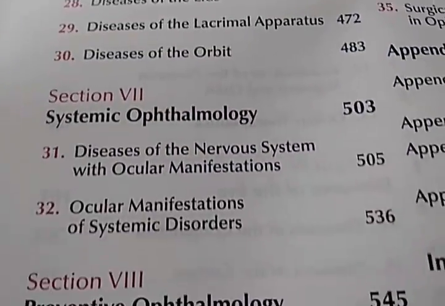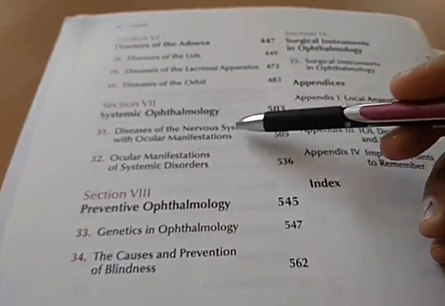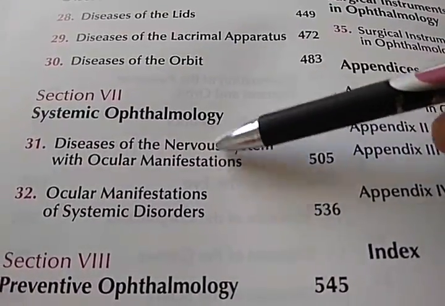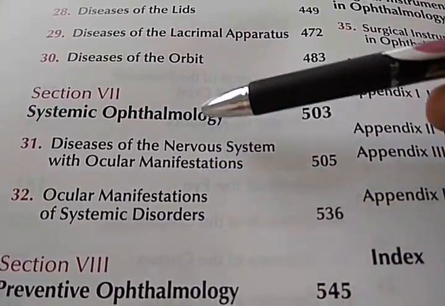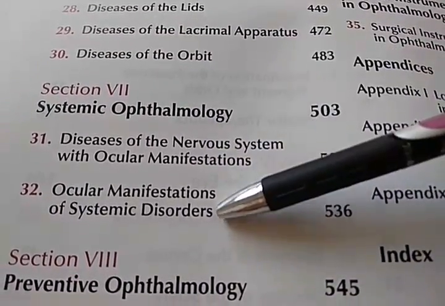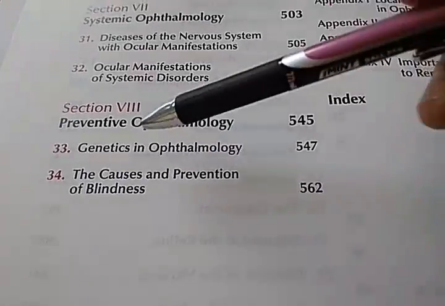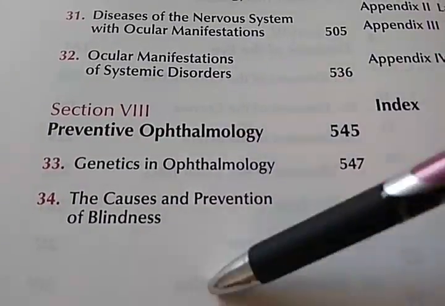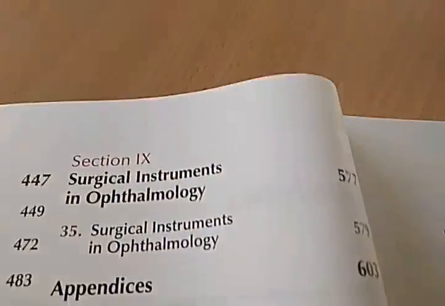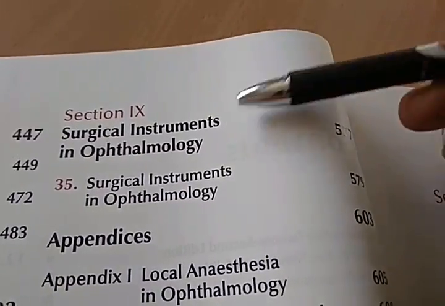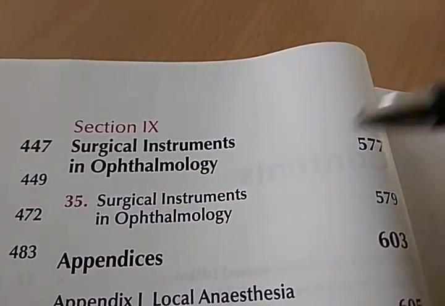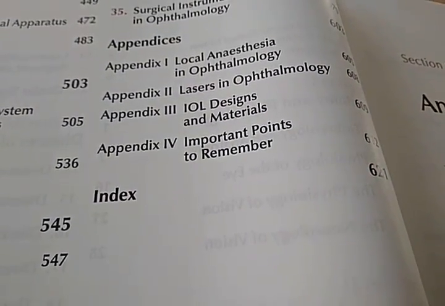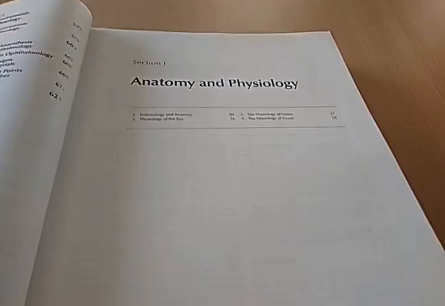Orbital cellulitis, okay. Then systemic ophthalmology, guys. Systemic ophthalmology means diabetes should come here, right? How diabetes will affect the eye, or how another systemic disorder can affect your eye. Then preventive ophthalmology, all your community medicine, the national program for control of blindness and visual impairment, all those. Then surgical instruments, what instruments you will use, all the lid retractors, etc. Anesthesia, they're talking about lasers, etc. IOL designs, materials. Let's look at all this.